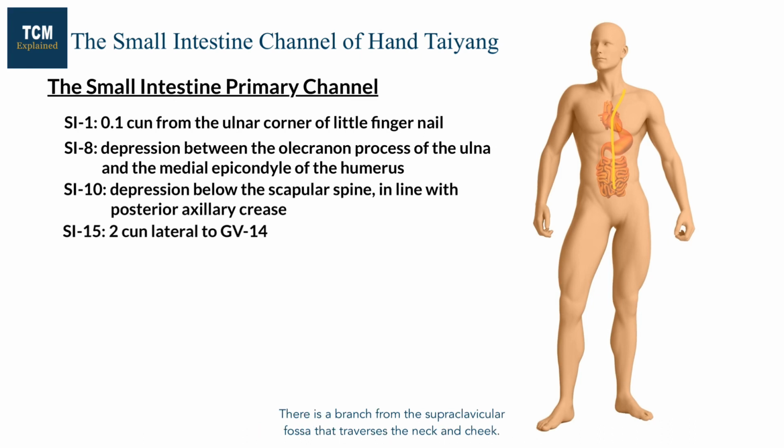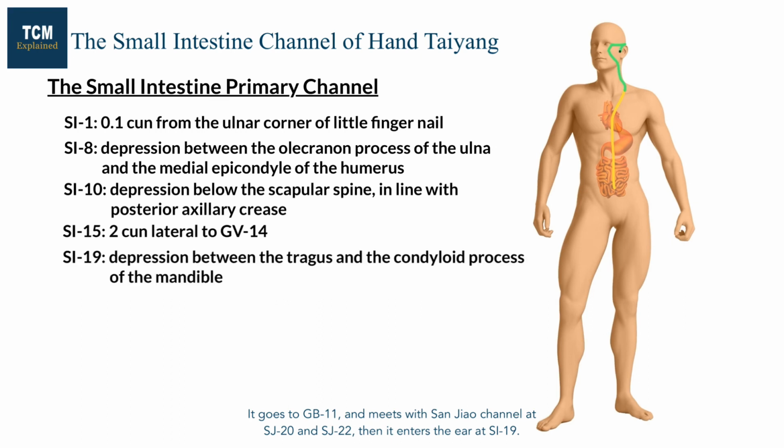There is a branch from the supraclavicular fossa that traverses the neck and cheek. It meets with the gallbladder channel at GB1 at the outer canthus. It goes to GB11 and meets with the Sanjiao channel at Sanjiao 20 and Sanjiao 22. Then it enters the ear at SI19.